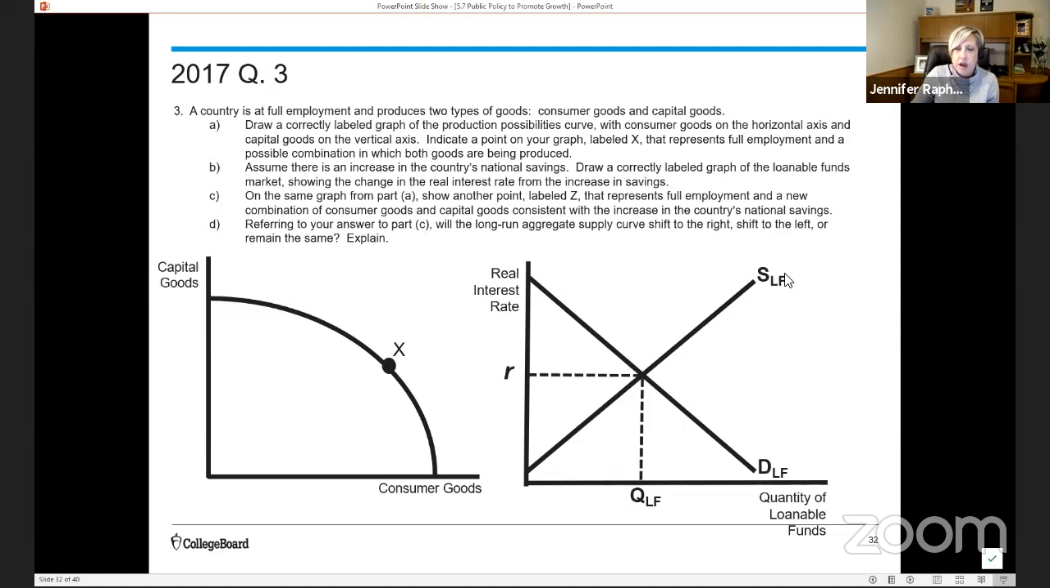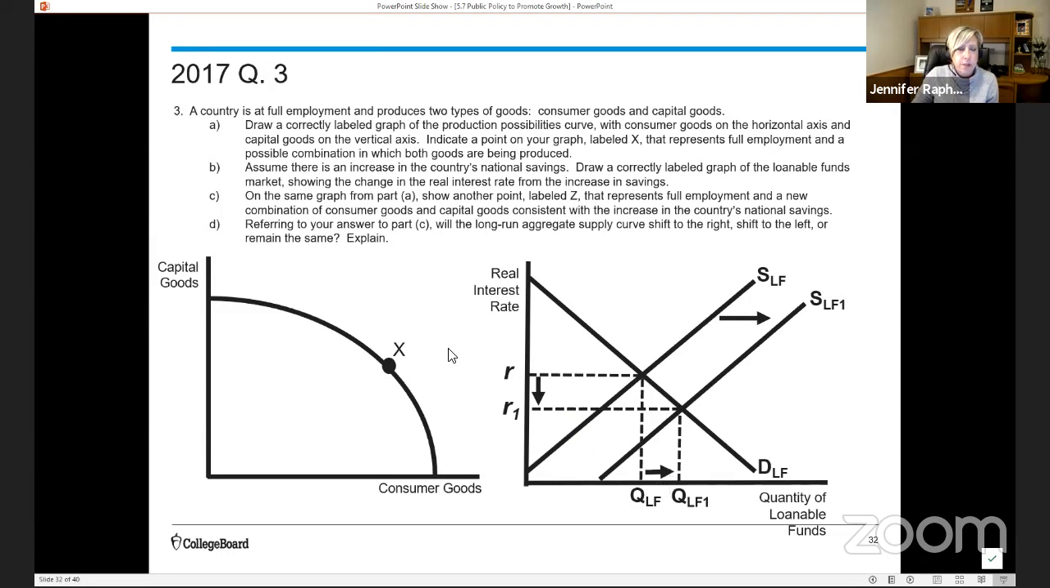This is money in the bank available to be lent out. So an increase in the supply of loanable funds is going to produce a decrease in the real interest rate and an increase in the quantity of loanable funds. So there's our answer to part B. We have a correctly labeled graph of the loanable funds market showing that the increase in savings drives down real interest rates.